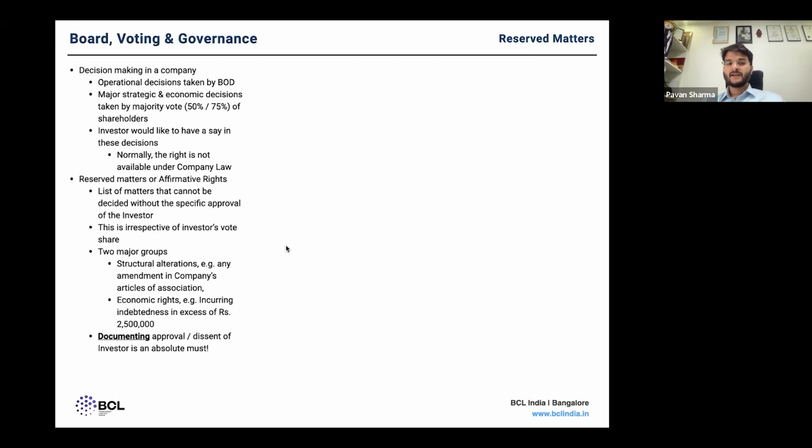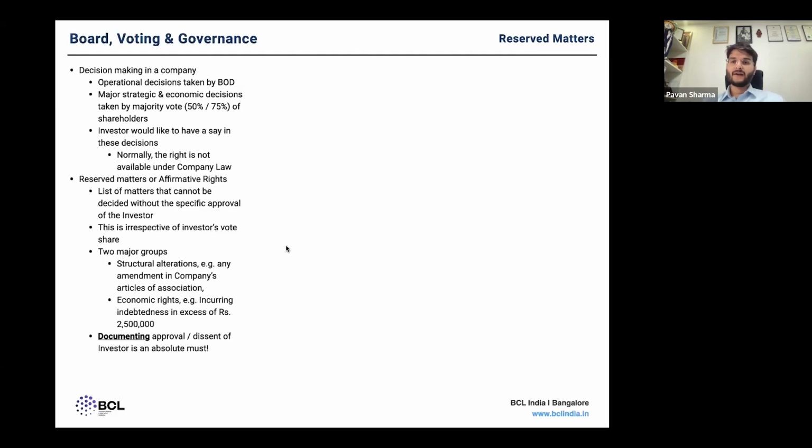It is extremely important that you document the approval or the dissent of the investor. Now, we have seen startups taking the reserve matters clause lightly. They do not take the investor's approval, nor do they inform the investor. And when things go south, the investor uses that and is also able to petition the NCLT, and is able to send notices to the startup saying you have not complied with the shareholders agreement.